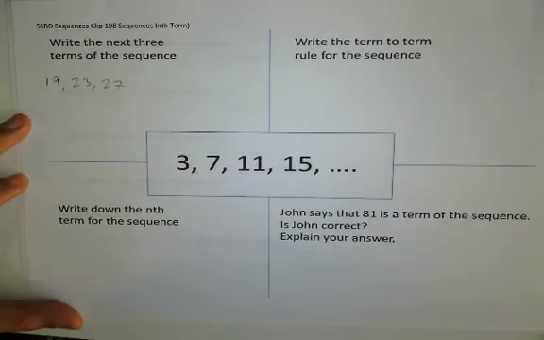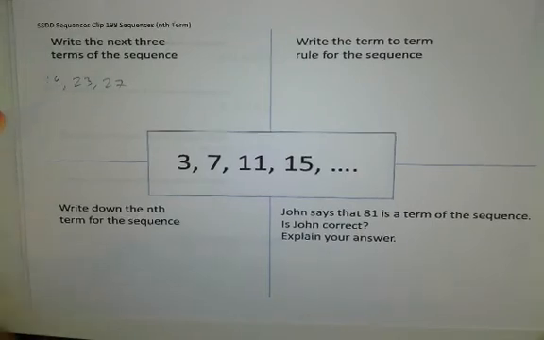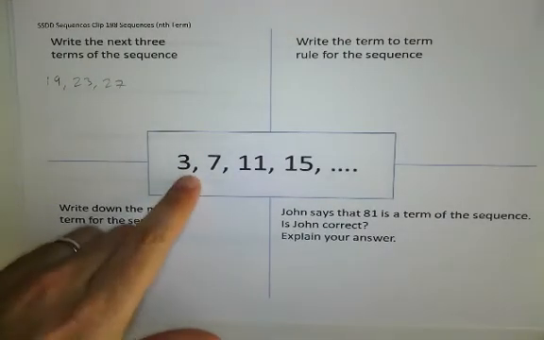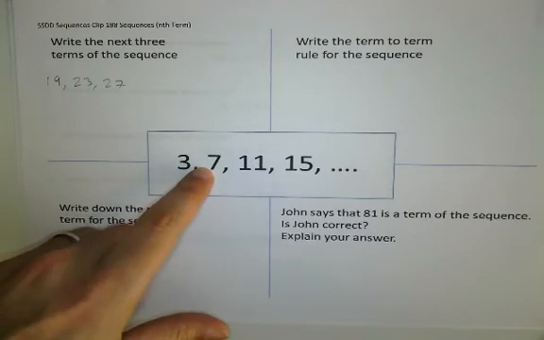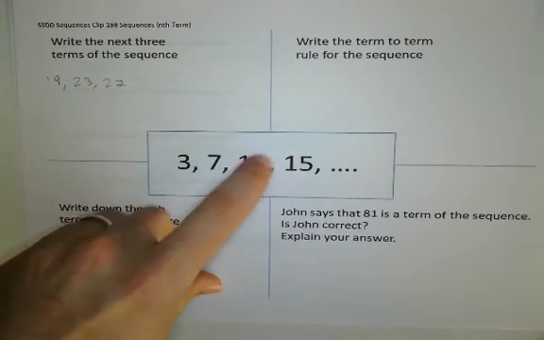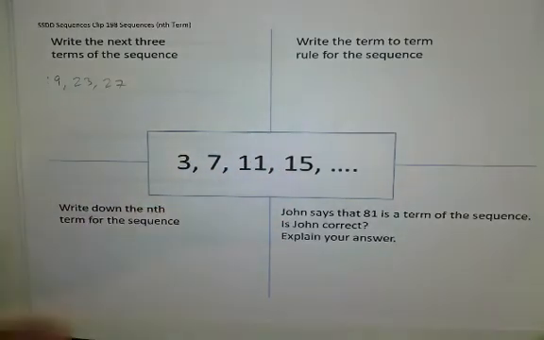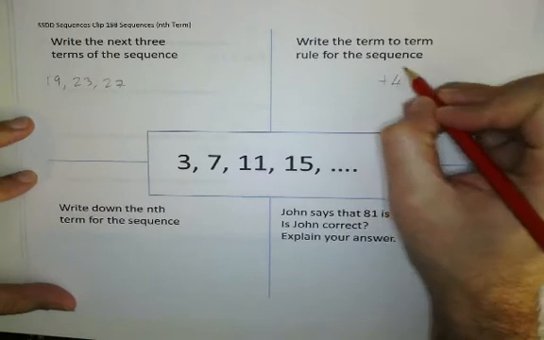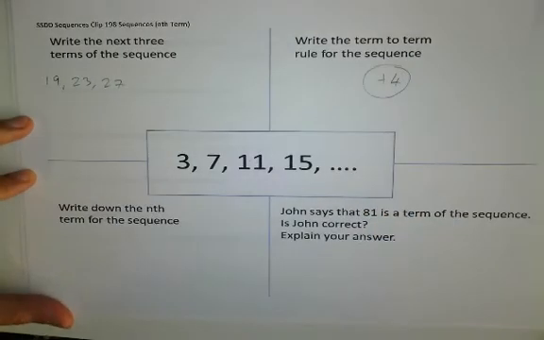What will come next after 23? 27. Okay, this one, write the term to term rule for the sequence. The term to term rule is just how do we get from one term to the next term. So how do we get from 3 to 7? How do we get from 7 to 11? How do we get from 11 to 15? So on and so forth. Well, this time it was just add 4. We've already spoken about that, haven't we?